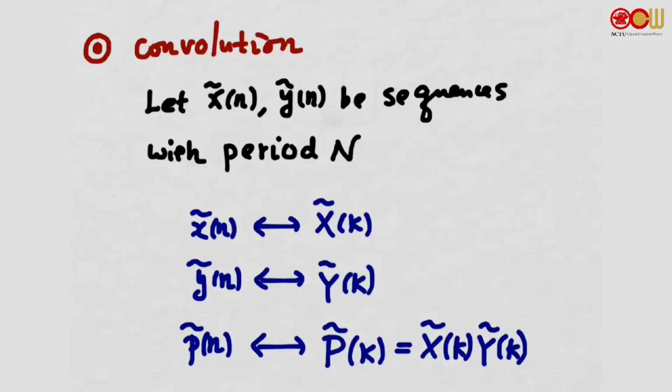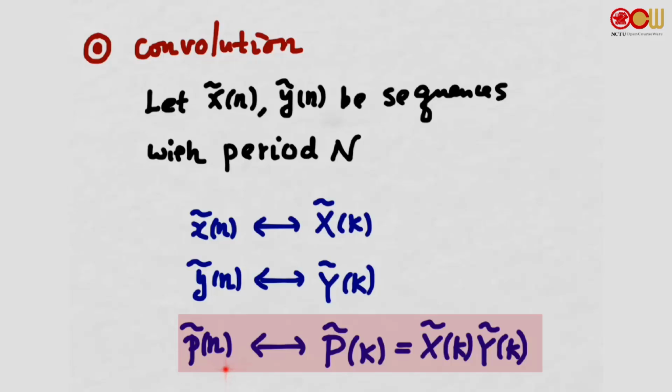Convolution property. Suppose x tilde n and y tilde n are periodic sequences with period N, and x tilde n and x tilde k form a DFS pair, and y tilde n and y tilde k is another pair. Now suppose we take the product of x tilde k and y tilde k. We get p tilde k.